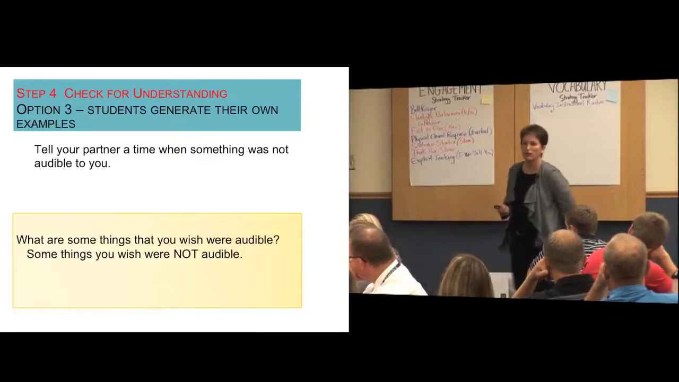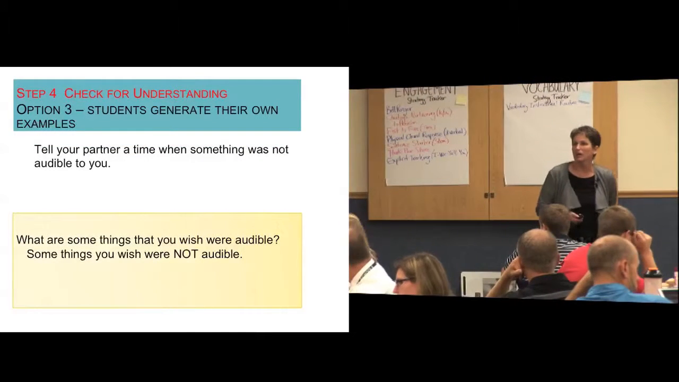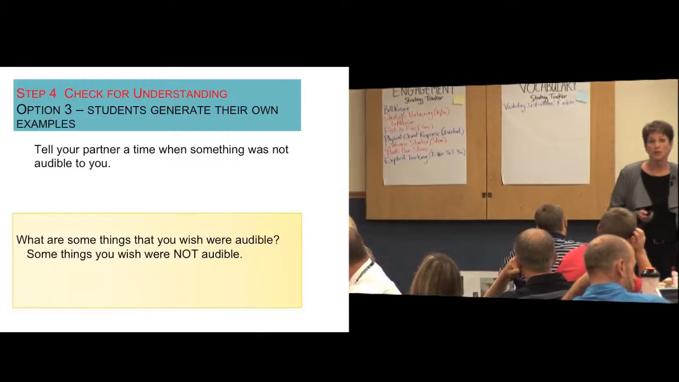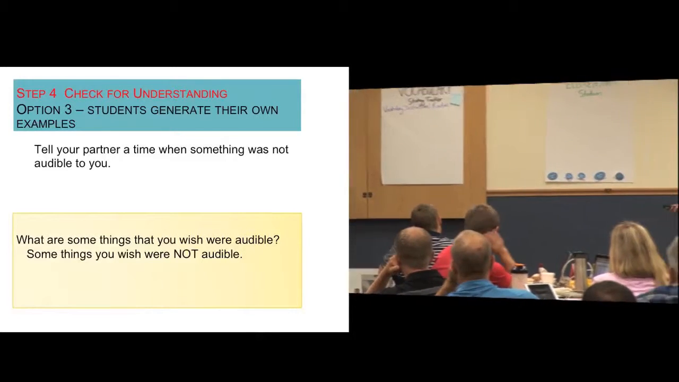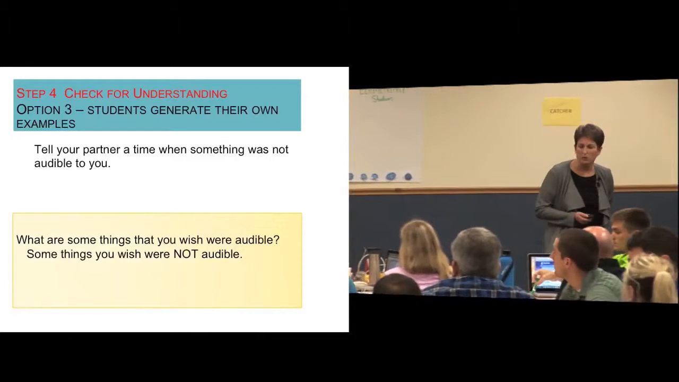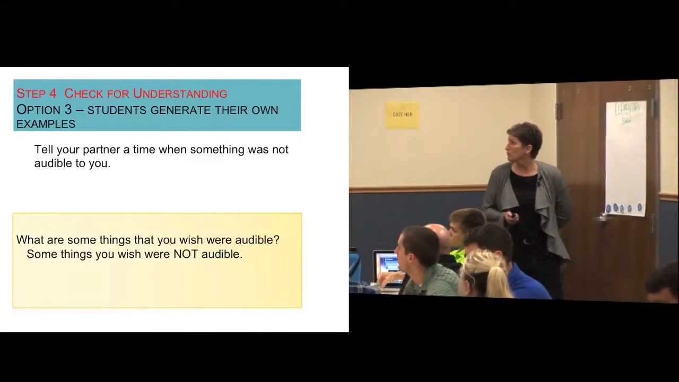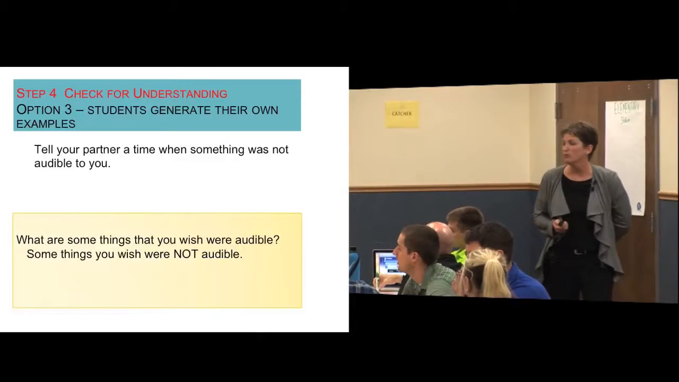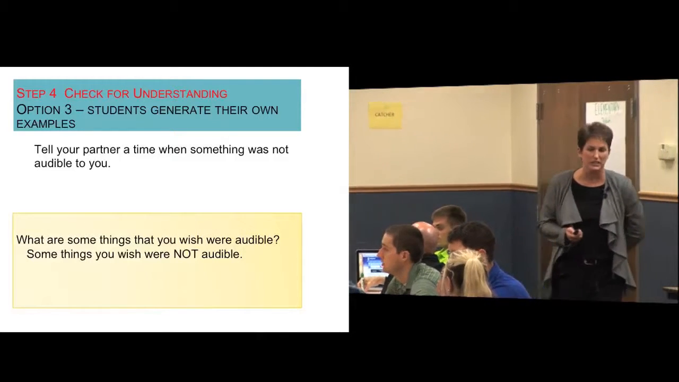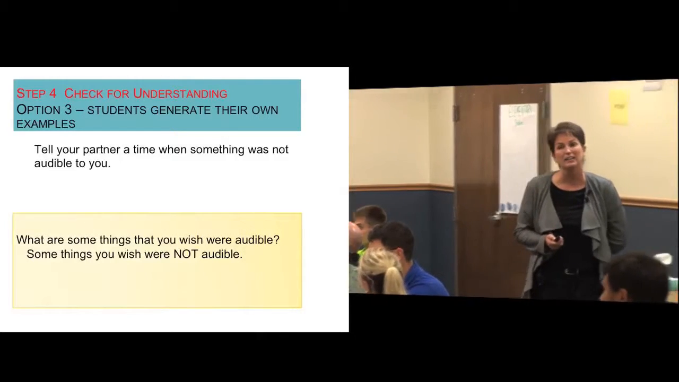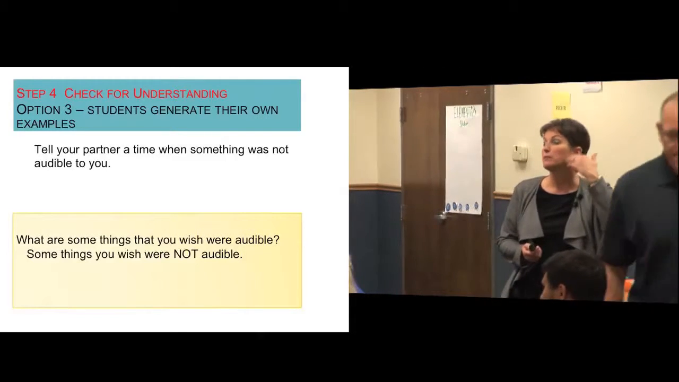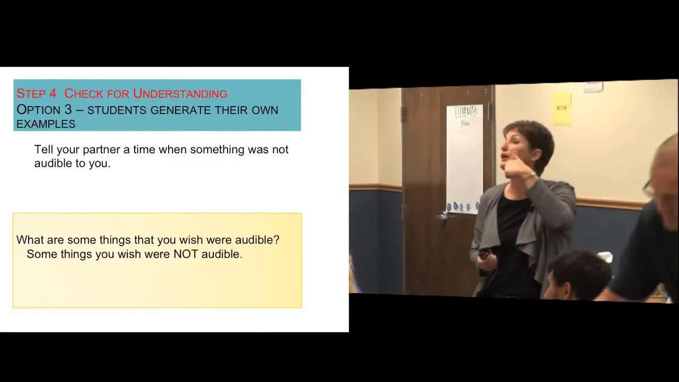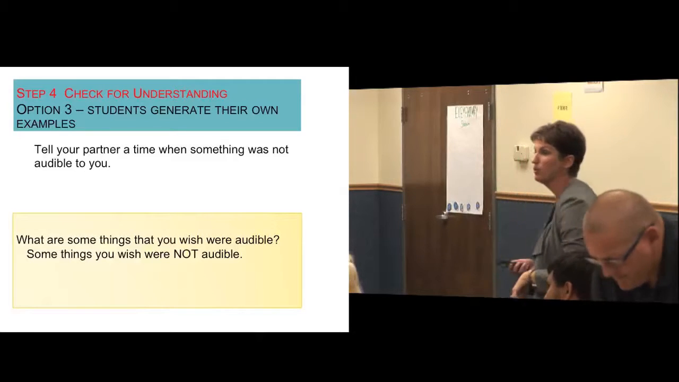Option 3, we're going to generate our own examples. Again, now we're taking it up a notch. Our kids know the word pretty well. We want them to create their own examples to see if they can internalize it. So, again, partners, now we're starting with number 2. Number 2, you're going to tell your partner a time when something was not audible to you. Ready, 2s? 1s, you're listening intently. Paraphrase back what partner 1 said to you. So partner 2 is speaking, partner 1 is listening, and you're going to paraphrase back that time was not audible. Ready? Go.